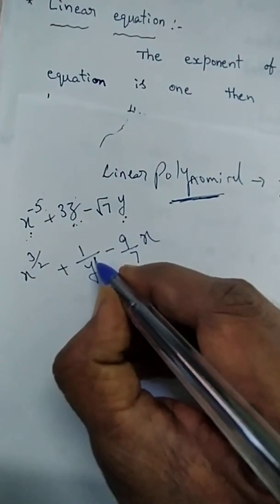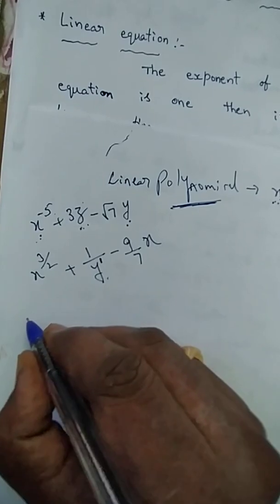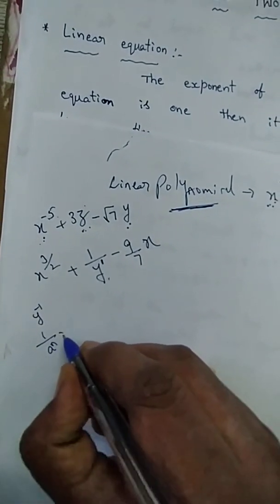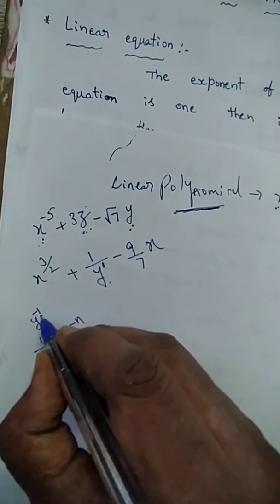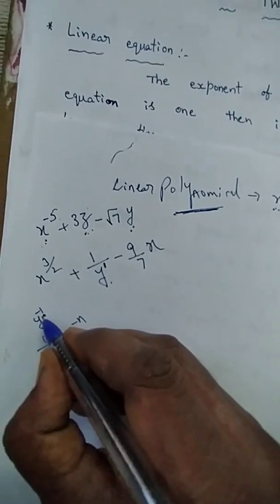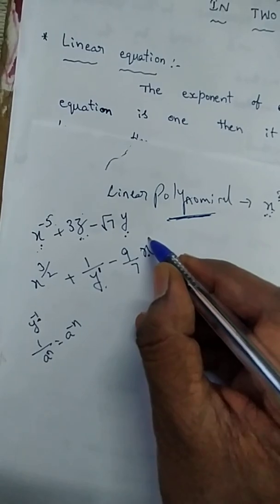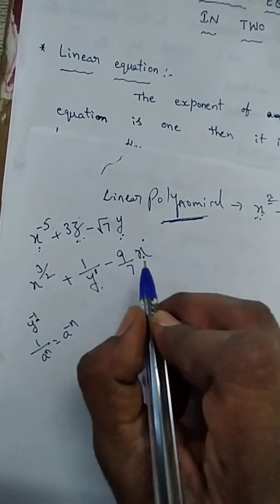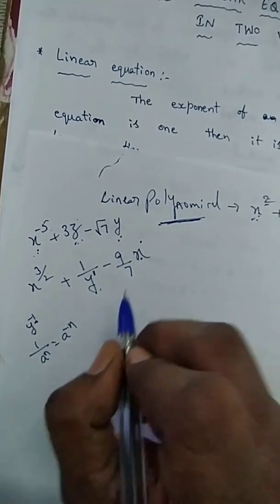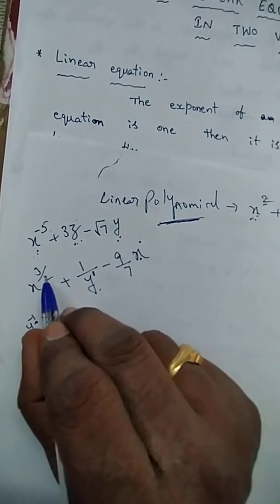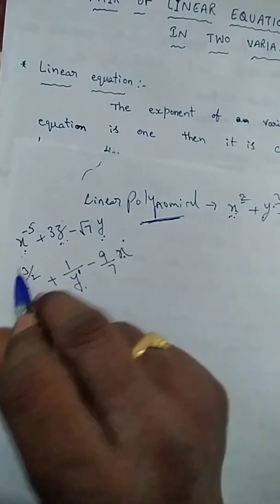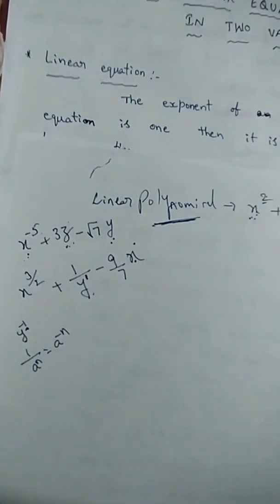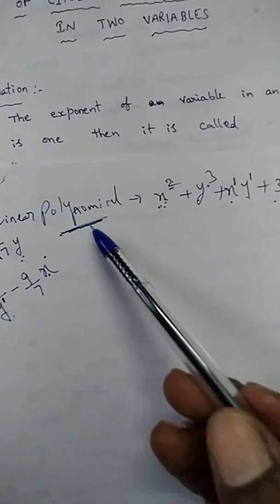Okay, we can observe the second term, 1 by y. What is the exponent of y in that place? 1. Moving it to the numerator, we get y to the power of -1. Already we have one formula: 1 by a to the power of n is equal to a to the power of -n. Like that, 1 by y to the power of 1 is equal to y to the power of -1. What is the exponent of that variable here? -1. Then automatically it is a negative integer. Then coming to here, the variable x. So what I said, each variable must have a non-negative integer as an exponent. Here it is not an integer, so it is not a polynomial.